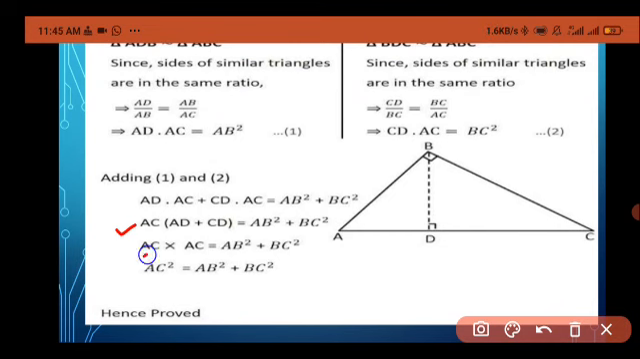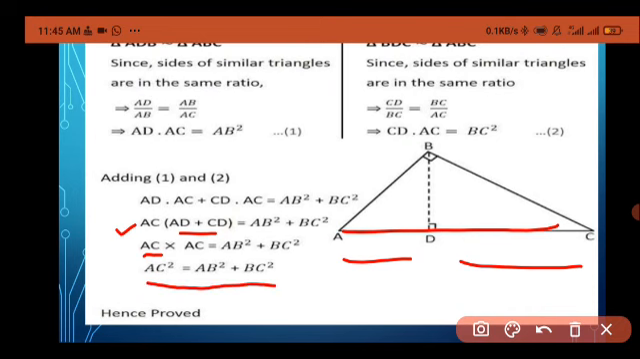Now AD plus DC, how much will we get? Complete AC, yes or no? So AC into AC, AC square equals AB square plus BC square. So it is the proof of the theorem.